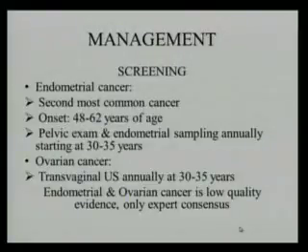It can start, or the patient can develop cancer between 48 and 62 years of age. If you're going to start screening, you start at the age of 30, 35 years old with pelvic exam and endometrial sampling annually. For the ovarian cancer, you start with transvaginal ultrasound at the same age. That's expert opinion.